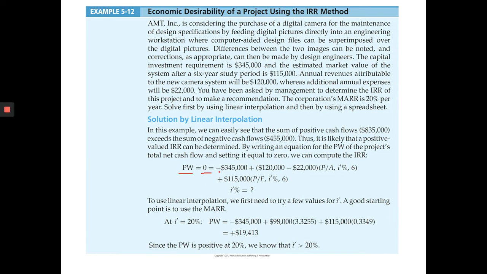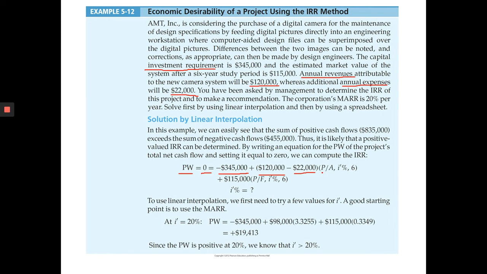The first thing we have is the negative $345,000, which is the initial investment required. And $120,000 is our annual revenues coming from this new camera system. And $22,000 is our annual expenses. These values are annuities. One of them is annual revenues and the other one is the annual expenses. And the difference between them is our net annual revenue.